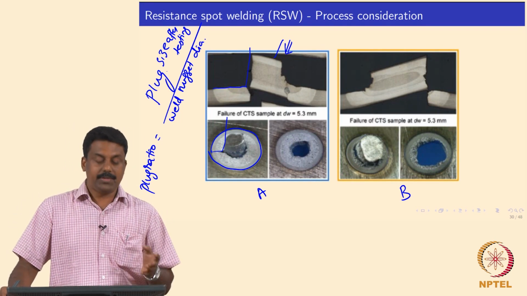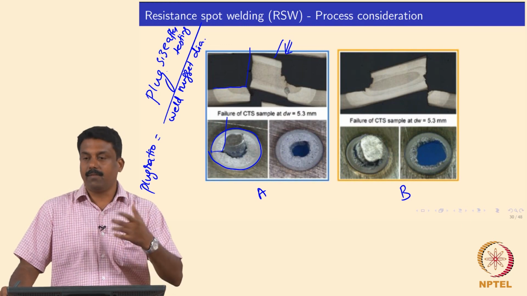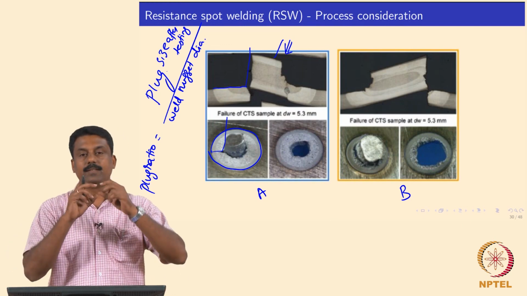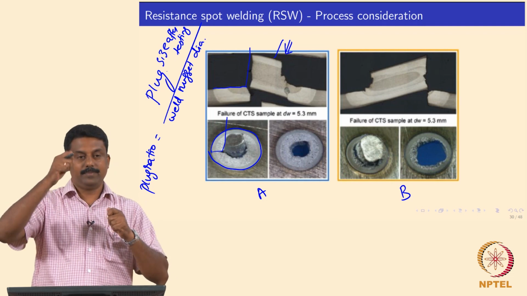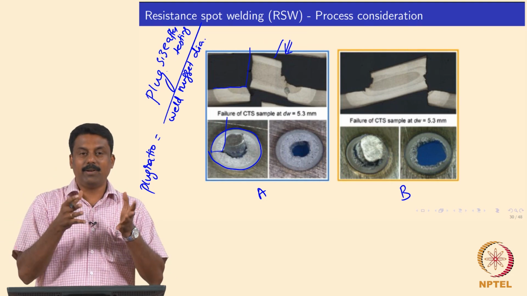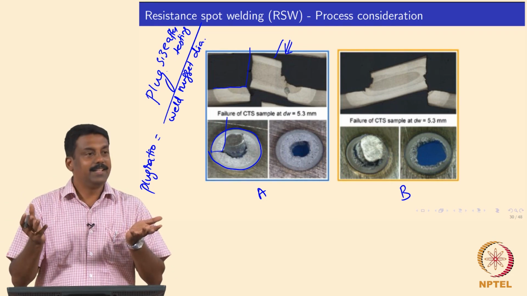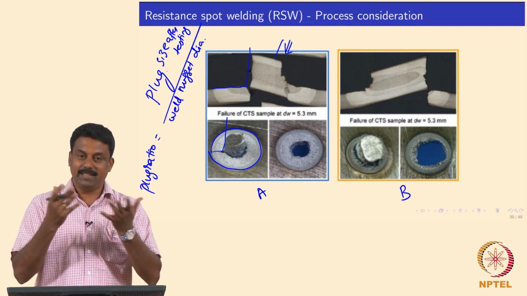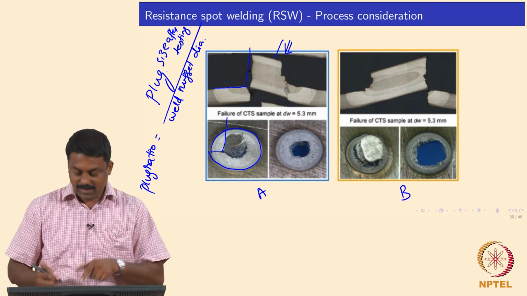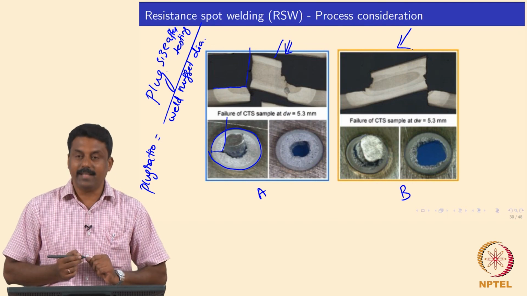So, plug ratio we measure by measuring the plug size after welding. It is like you have a button, okay, you pull it apart. If the button is intact, what is the plug size? It is 1, because the plug size is the same as the weld nugget diameter. See the image over here in this case.